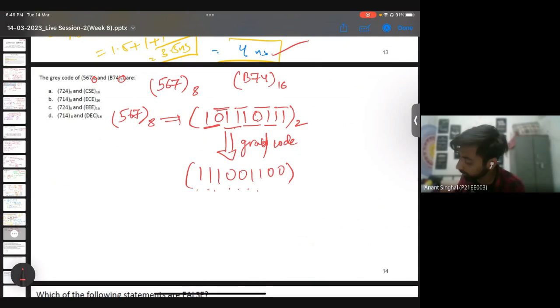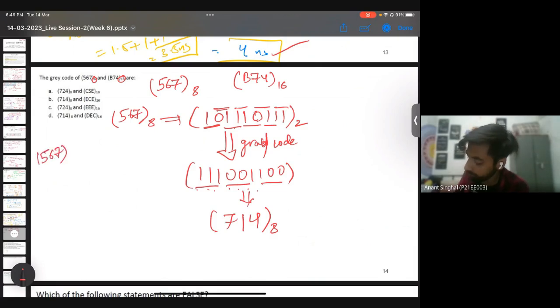1, 0, 0. So now I again convert it to the octal number. So it will be nothing but 7. This is 1. And then this is 4 to the base 8. So the octal conversion of the gray code of 576 to the base 8 is nothing but 714 to the base 8. So we have eliminated option A and option C from the options.